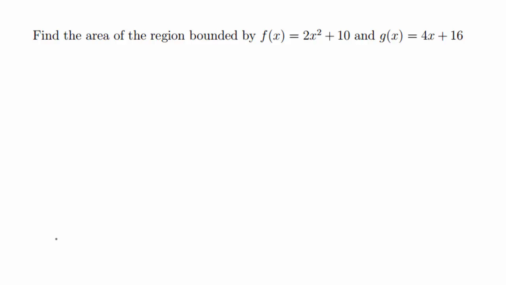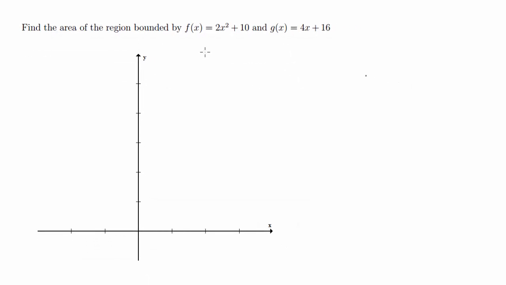Find the area of the region bounded by f of x equals 2x squared plus 10 and g of x equals 4x plus 16. The first thing we're going to do is sketch the two functions. Now to graph f of x, it's a parabola, 2x squared, shifted up 10 units. These tick marks here are 5 units each, so here's 10. And when we plug in 1, we get 12, so I'll just put that right there.